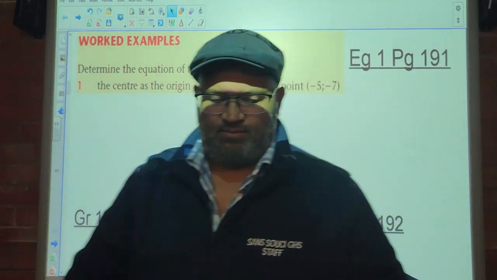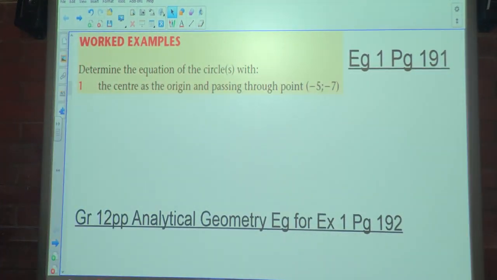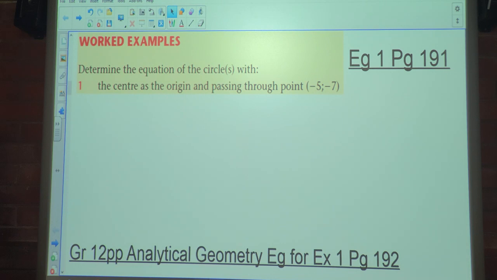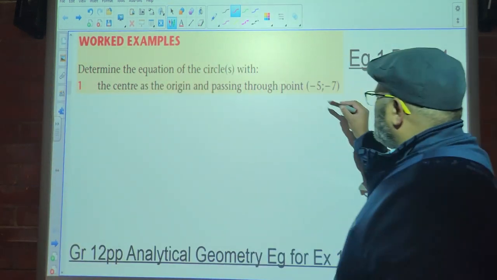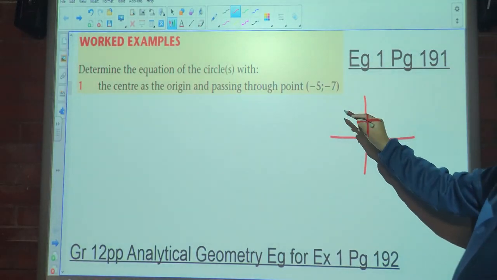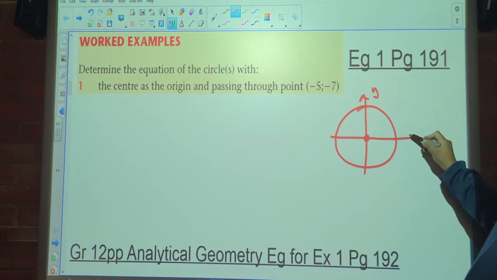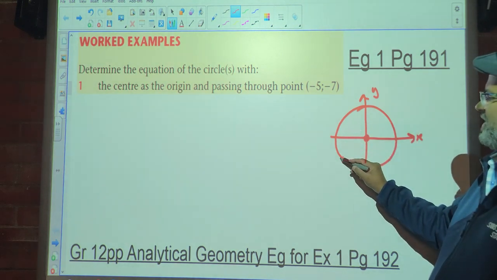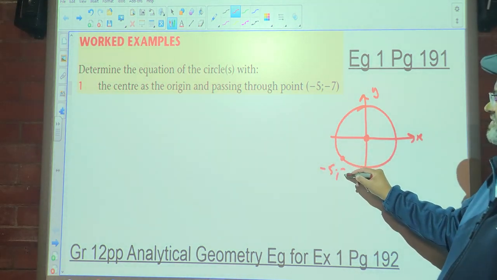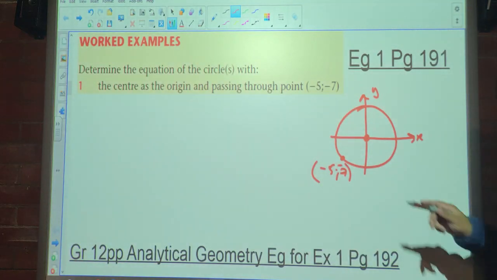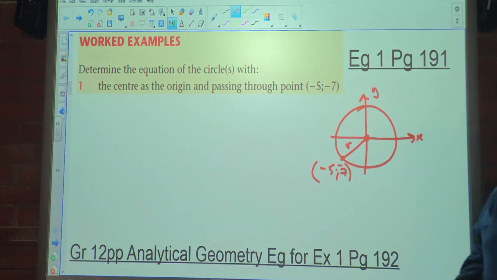Right, so here we are told, determine the equation of the circle or circles with center as the origin and passing through the point (-5, -7). If I just give you a rough sketch of what you should be seeing here, the center of the circle is at the origin, that's your y and your x, and it's going through (-5, -7). Okay, that's basically what we're looking at. And of course that's your radius r.